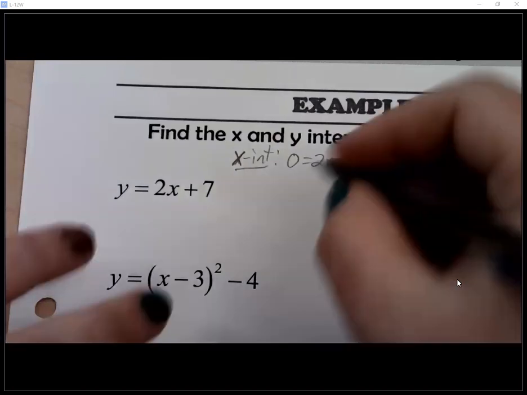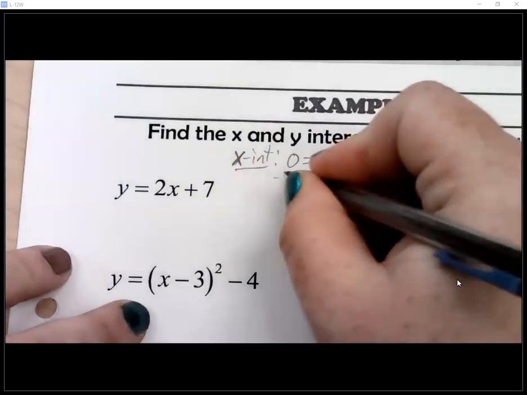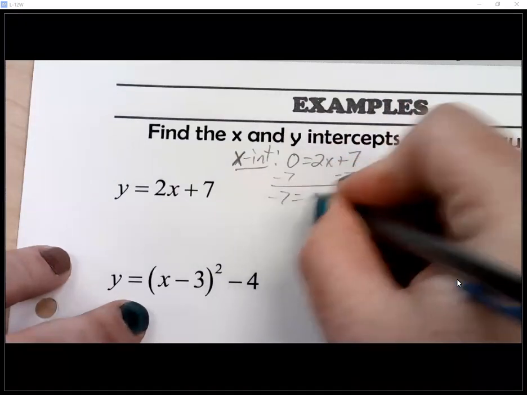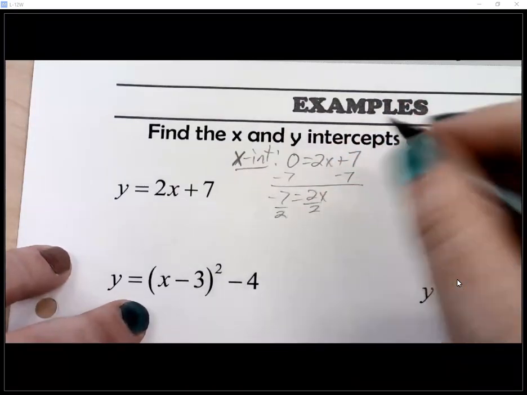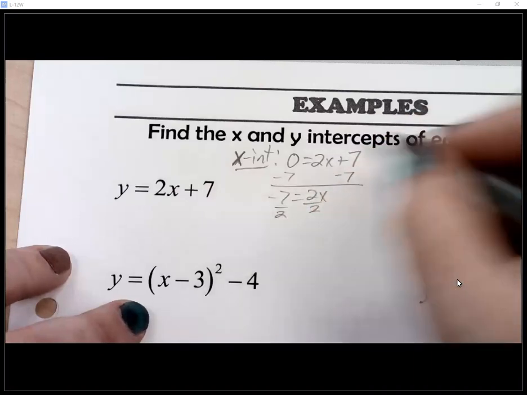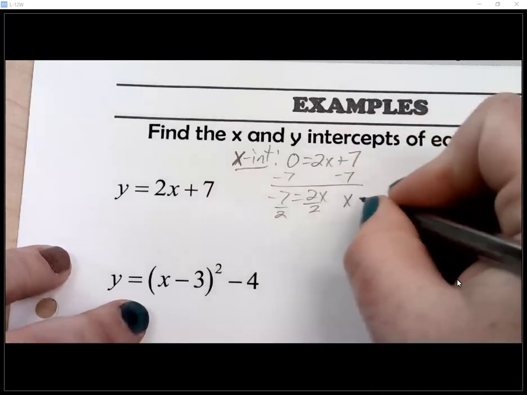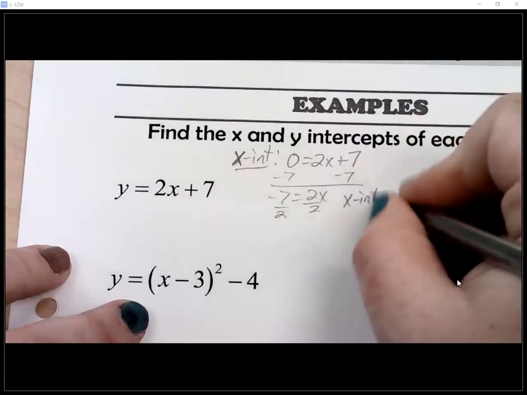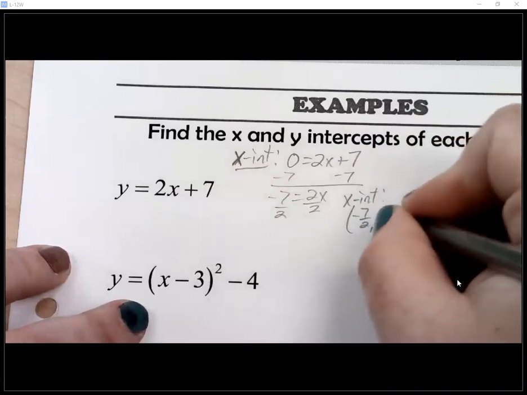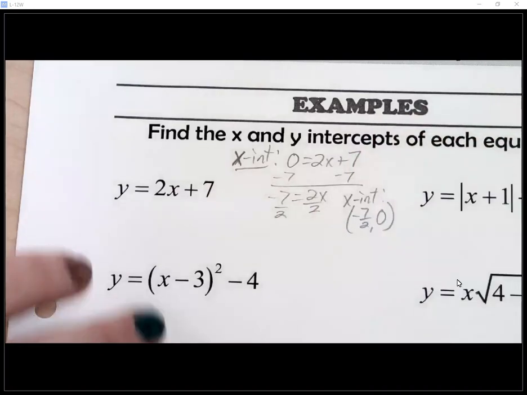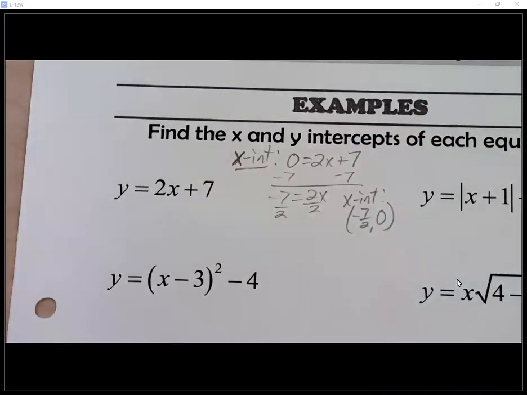Okay, minus 7, minus 7. Divide by 2. I get the X-intercept. The X-intercept will happen at the point -7/2, comma 0, because the Y value was 0. I plugged in 0 for Y, and that's the X that came out.